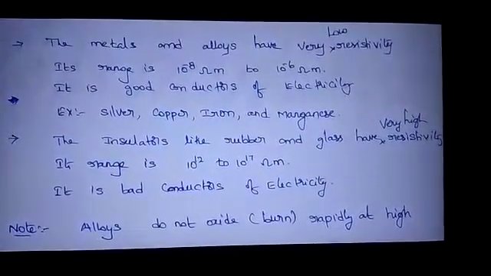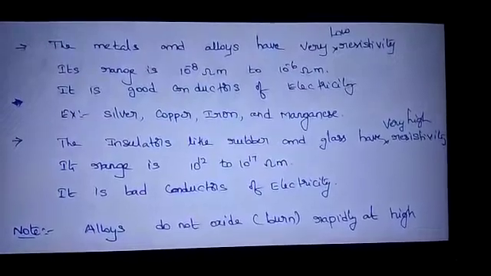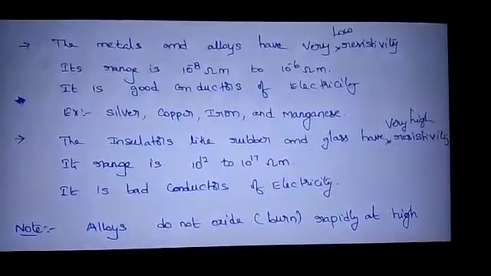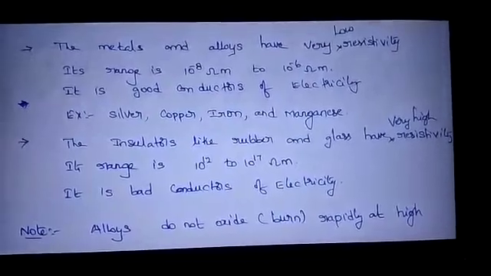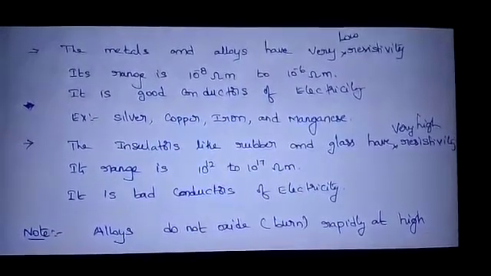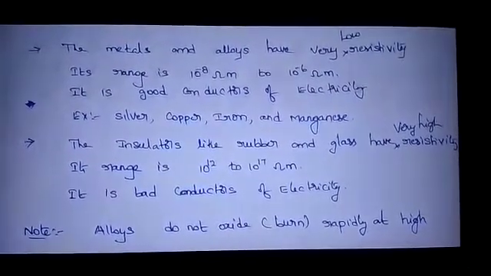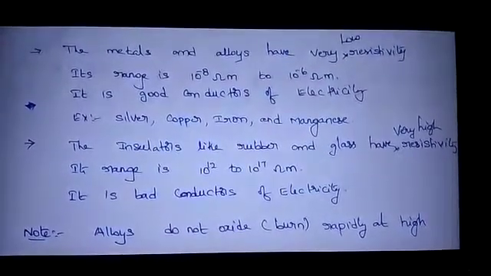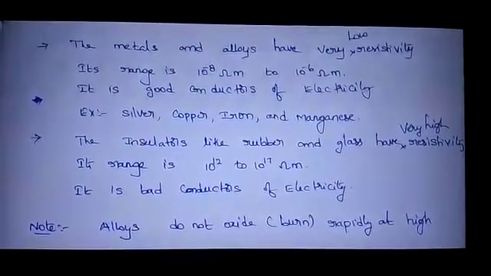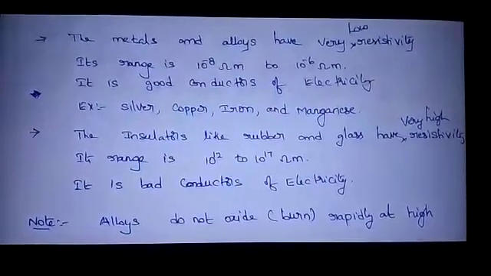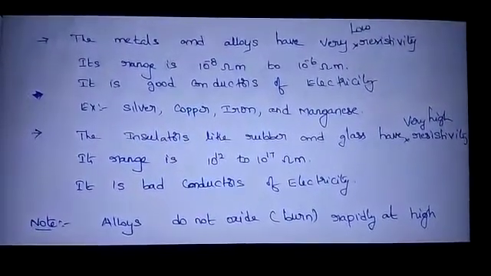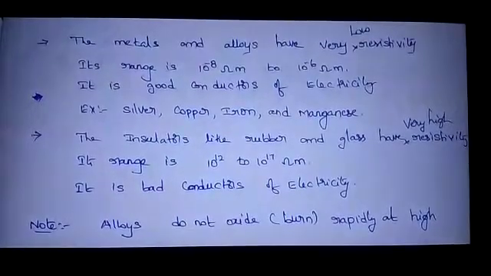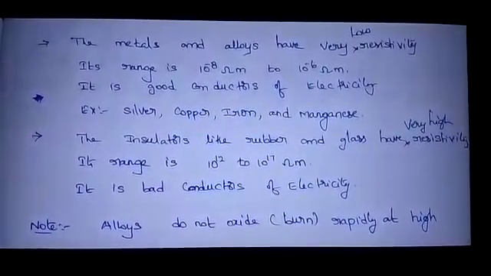The metals and alloys have very low resistivity. Its range is 10 to the power of minus 8 ohm meter to 10 to the power of minus 6 ohm meter. So they are good conductors of electricity. Some examples: silver, copper, iron, manganese, tungsten. This type of material is called a good conductor, with very low resistivity.